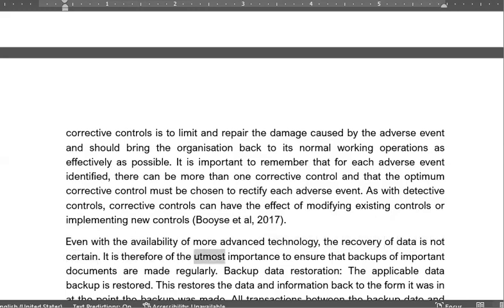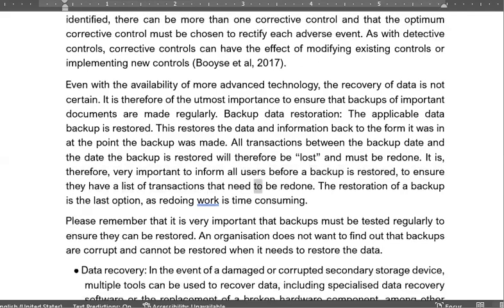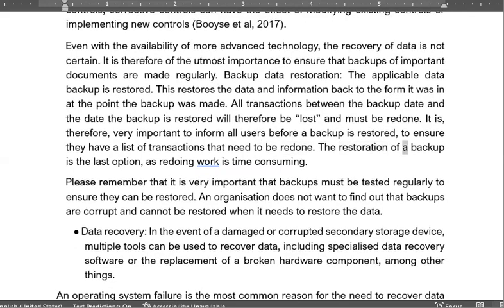Even with the availability of more advanced technology, the recovery of data is not certain. It is therefore of the utmost importance to ensure that backups of important documents are made regularly. Backup data restoration: the applicable data backup is restored. This restores the data and information back to the form it was in at the point the backup was made. All transactions between the backup date and the date the backup is restored will therefore be lost and must be redone. It is, therefore, very important to inform all users before a backup is restored, to ensure they have a list of transactions that need to be redone. The restoration of a backup is the last option, as redoing work is time-consuming.